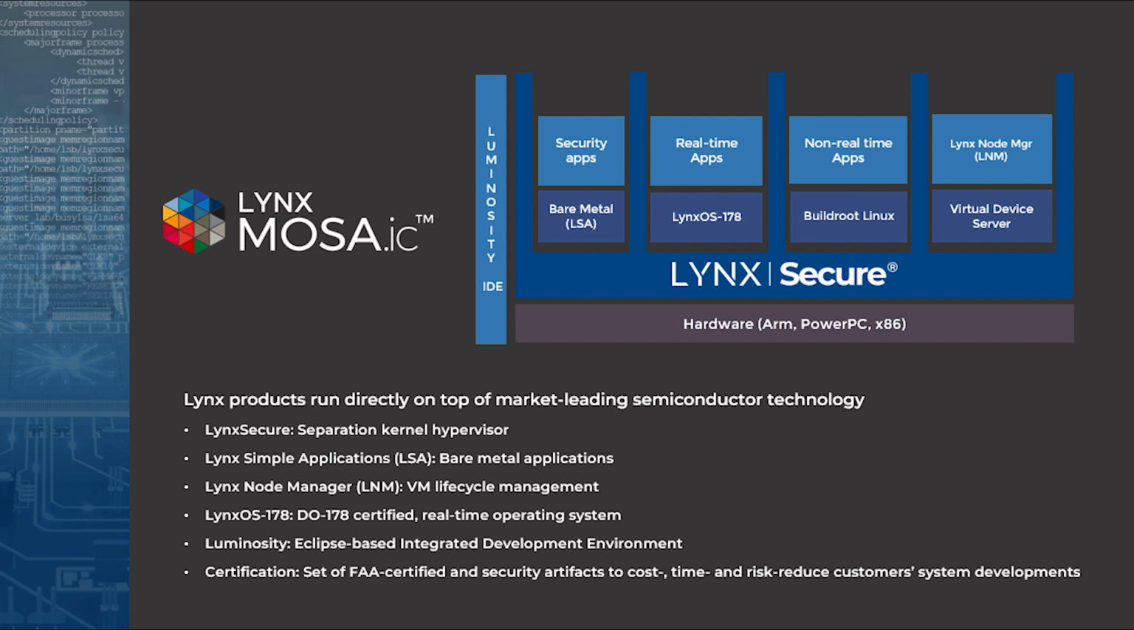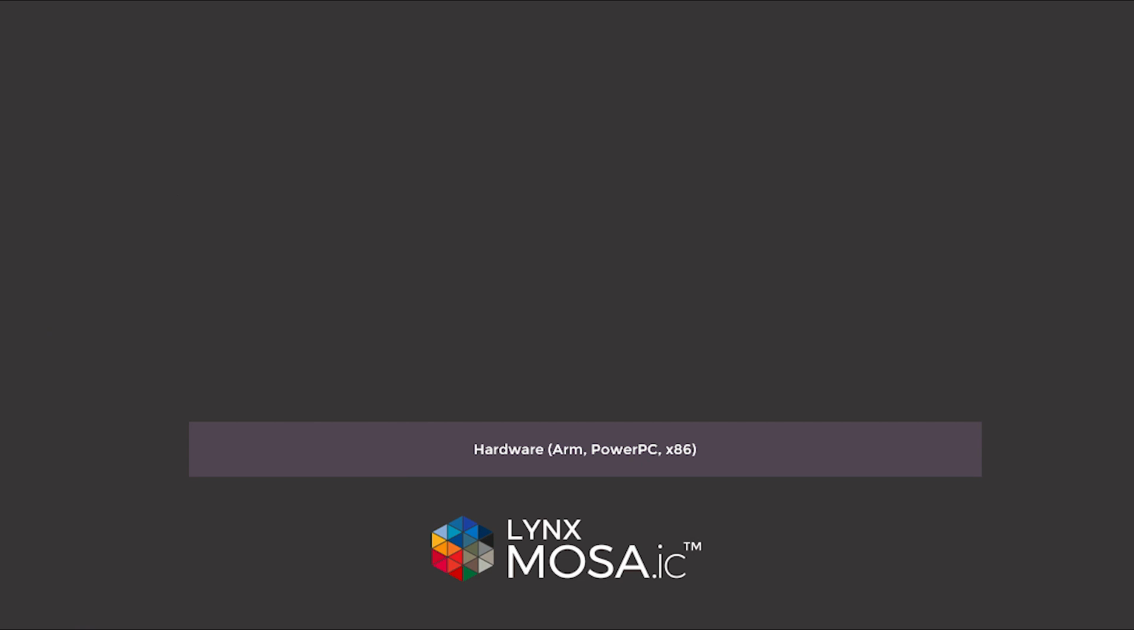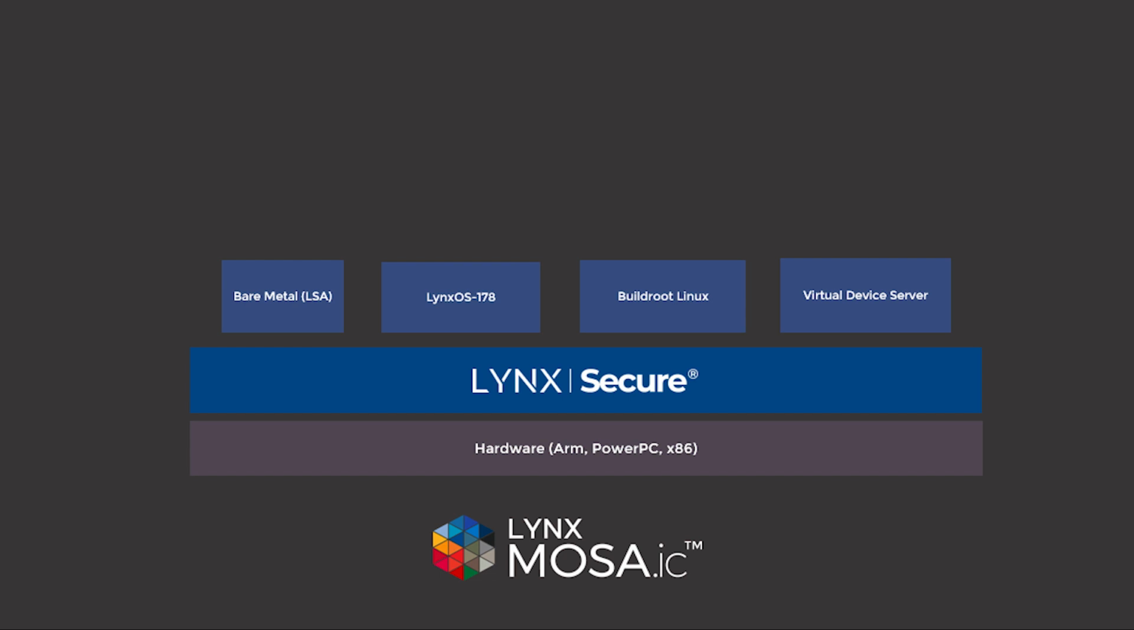The other way to look at LYNX Mosaic is the sort of traditional, as I'd call it, the layer cake. So at the bottom of that is the hardware, latest generation multi-core ARM processors, PowerPC processors, and Intel x86 platforms. The hypervisor that I just described, LYNX Secure, sits on top of that. That's responsible for isolating the different virtual machines from each other. And on top of that, we see a range of use cases depending on what customers are wanting to accomplish.